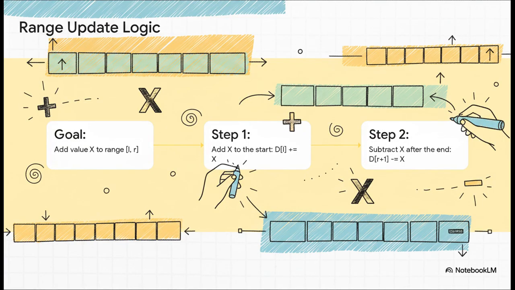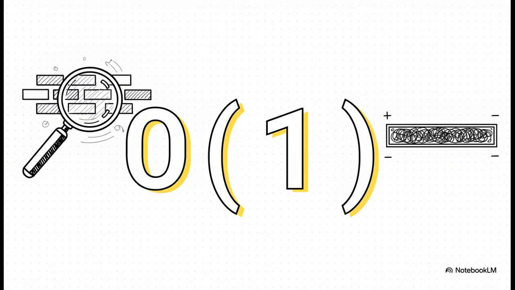And the absolute genius of this is how simple an update is. If you want to add a value, let's say x, to a whole range from L to R, you only have to touch 2 spots in the difference array. Seriously, just 2. You add x at the very start of the range at d[L]. That kicks off the increase. And then, to stop that increase from continuing forever, you subtract x right after the range ends at d[R+1]. And that's it. This is just incredible.